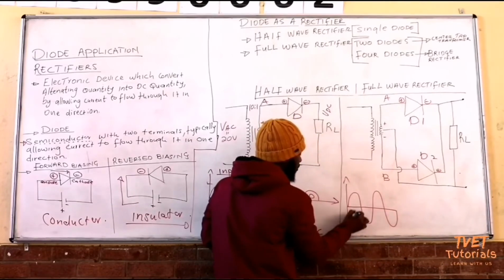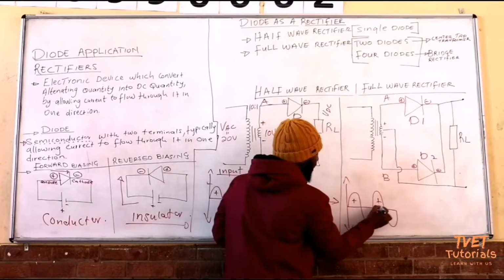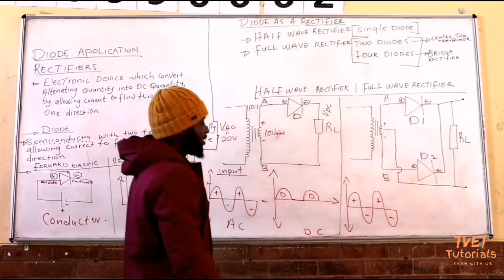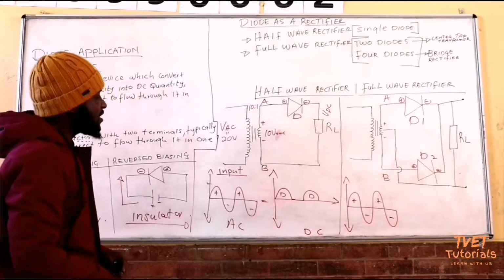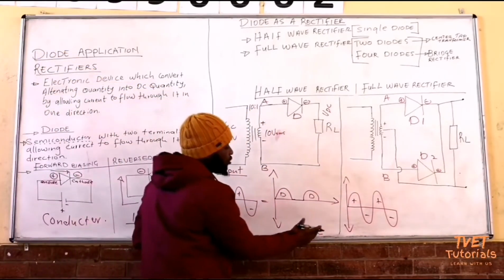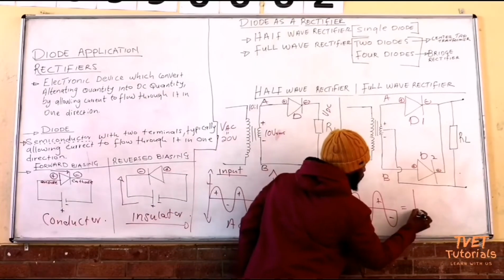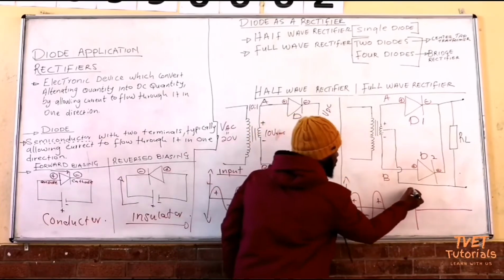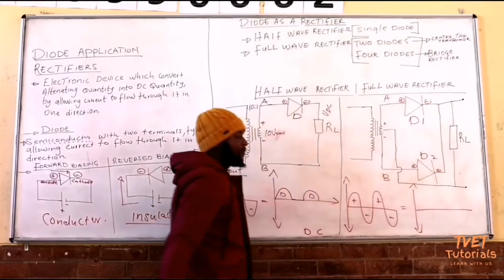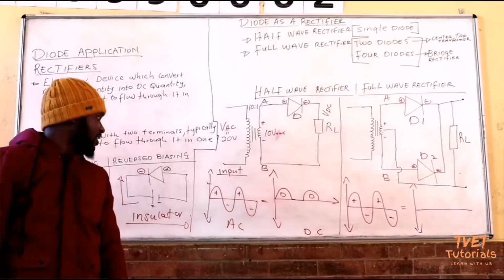Let's have the same input. So this is plus, this is minus. So these are the directions, the positive and the negative direction. So how can you draw the output here? Let's try it. We want the DC output for a full wave.